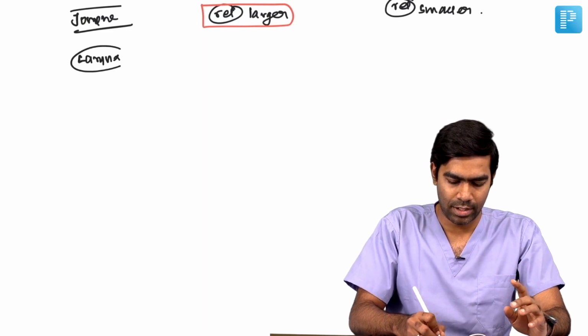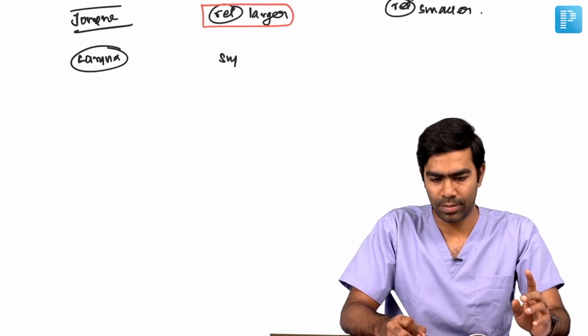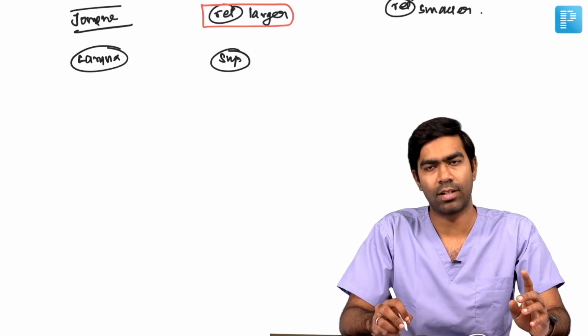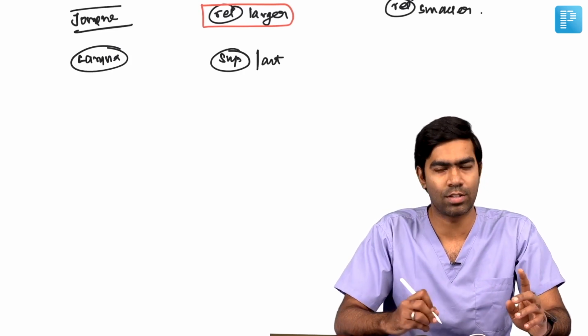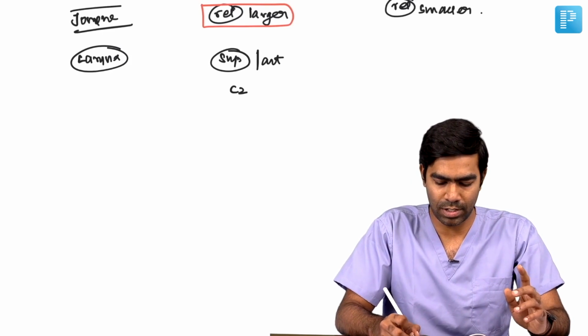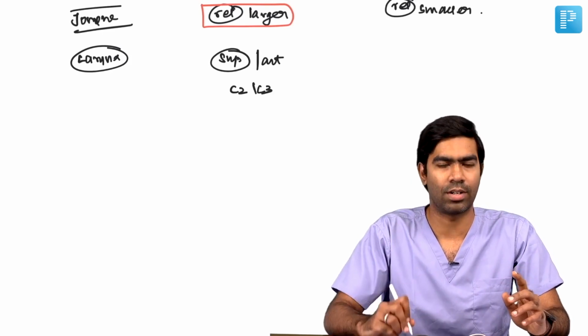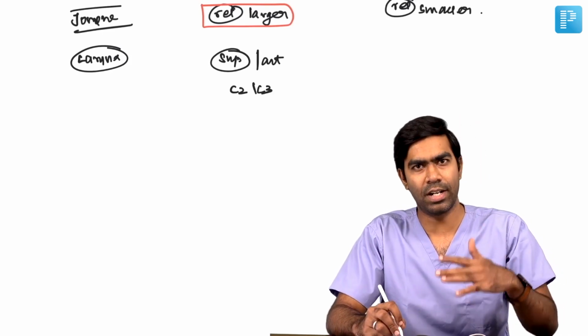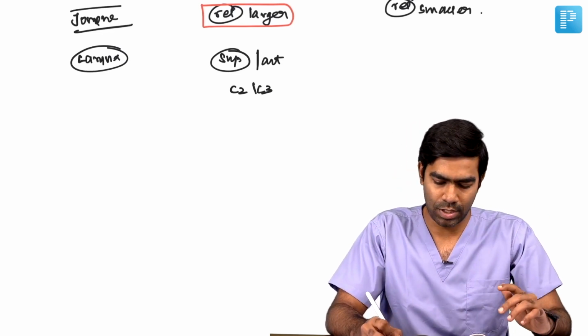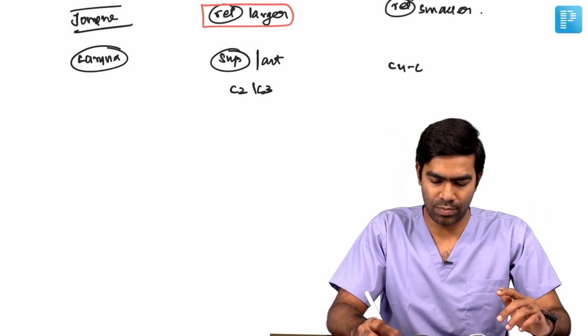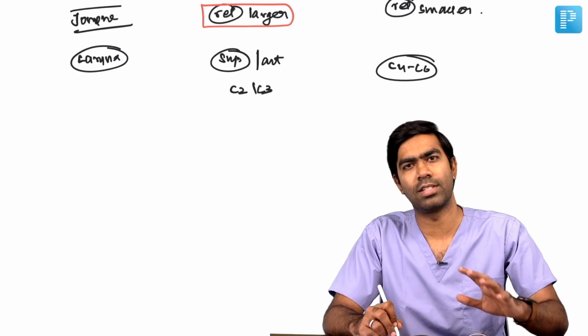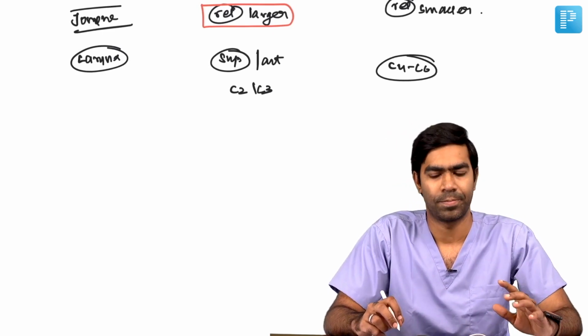And larynx. Remember, larynx is more superior and more anterior. Clear? More superior and more anterior in case of children, which means it's placed opposite C2, C3 in children. In adults, it's a little bit inferior and more posterior, so it will be placed opposite C4 to C6. This is the position of the larynx in adults.